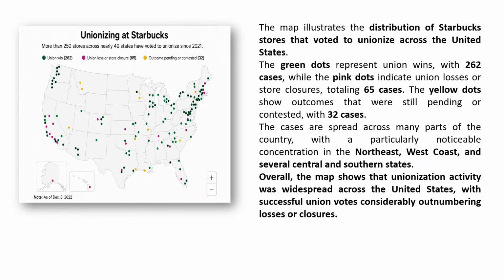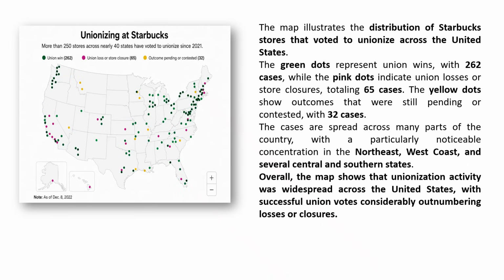The map illustrates the distribution of Starbucks stores that voted to unionize across the United States. The green dots represent union wins, with 262 cases, while the pink dots indicate union losses or store closures, totaling 65 cases. The yellow dots show outcomes that were still pending or contested, with 32 cases.